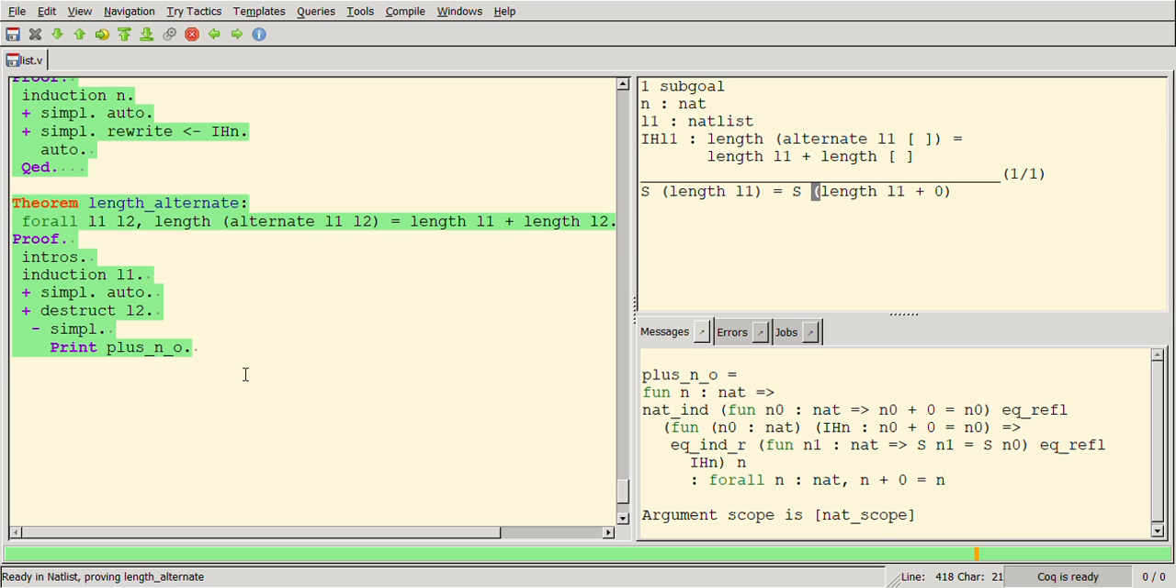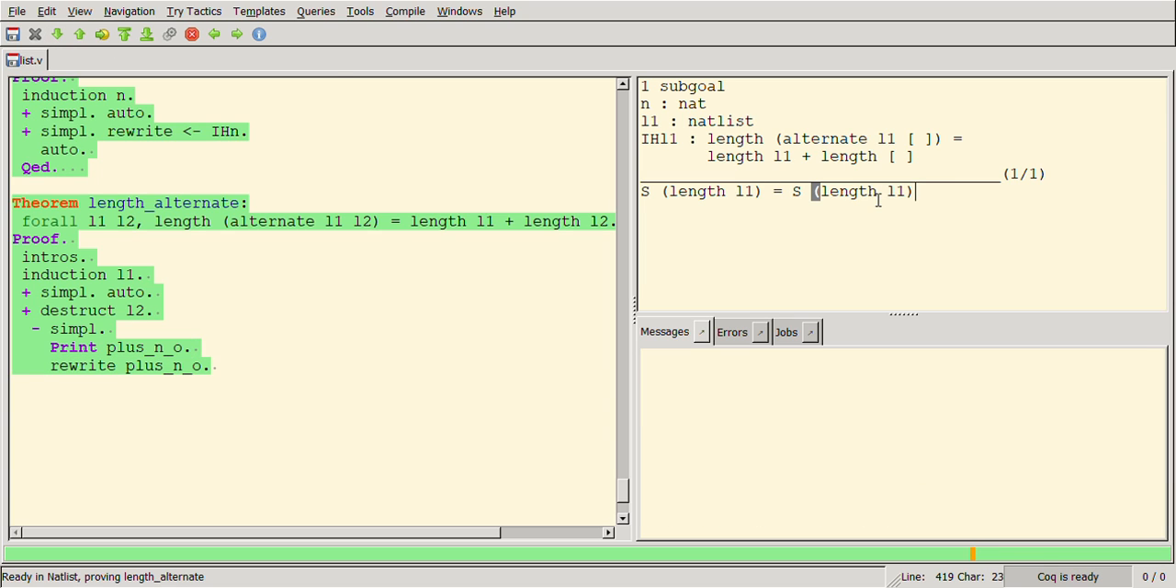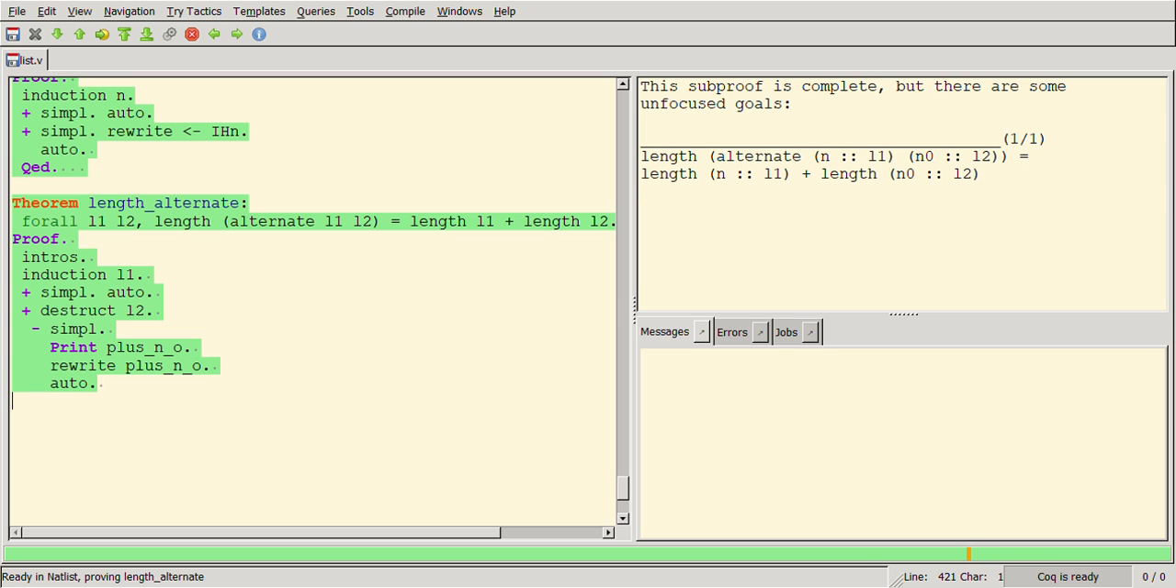So we can rewrite with the plus_n_O lemma. With the help of this lemma, we would be able to replace this term with length L1. Yes, we can replace it. We got length L1 on both sides, so we got similar terms. We are now able to close it with the auto tactic.